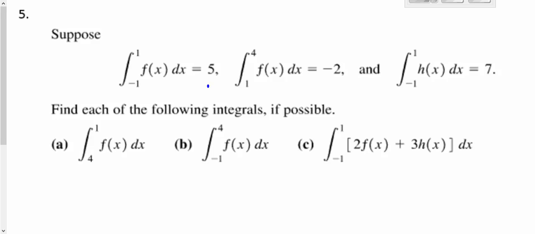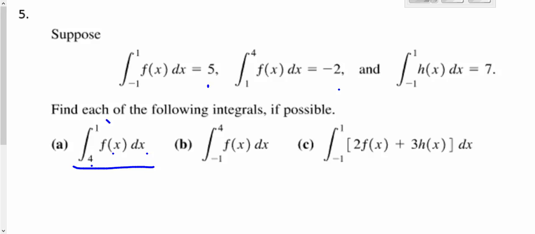There's nothing we do. The next thing that it gives us is the integral from 1 to 4 of f of x dx is -2. And the last thing that it gives us is -1 to 1 of h of x dx is 7. And then it asks us 3 things. The first thing that it asks us is the integral from 4 to 1 of f of x dx is what?